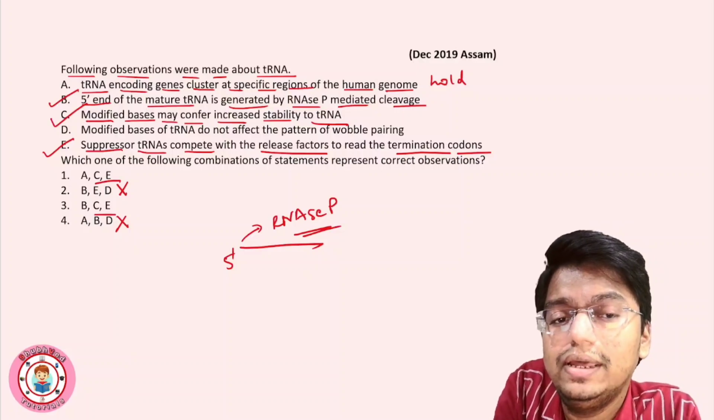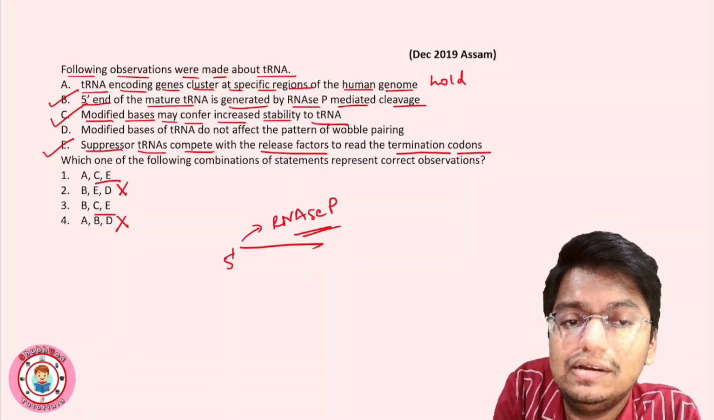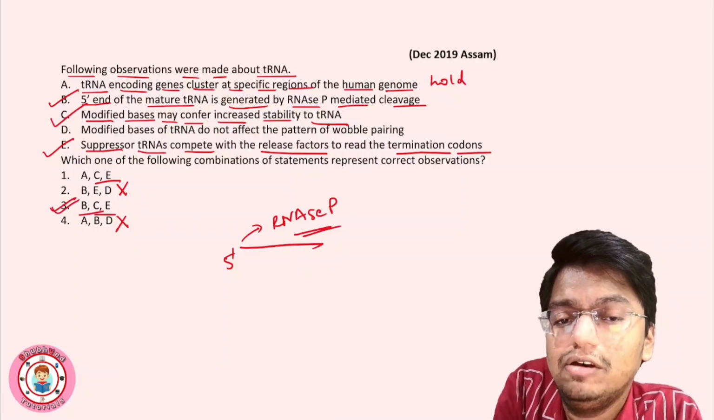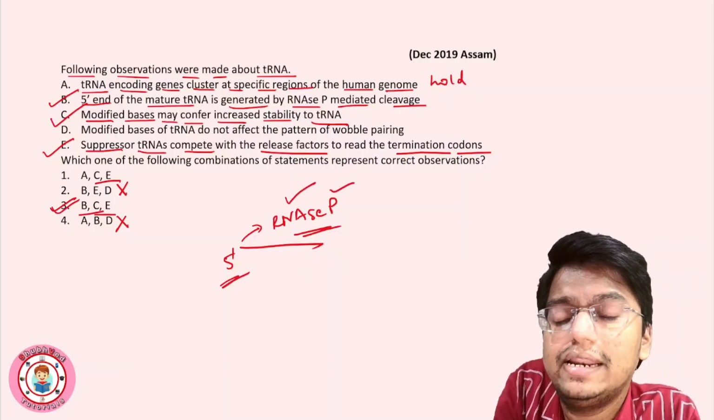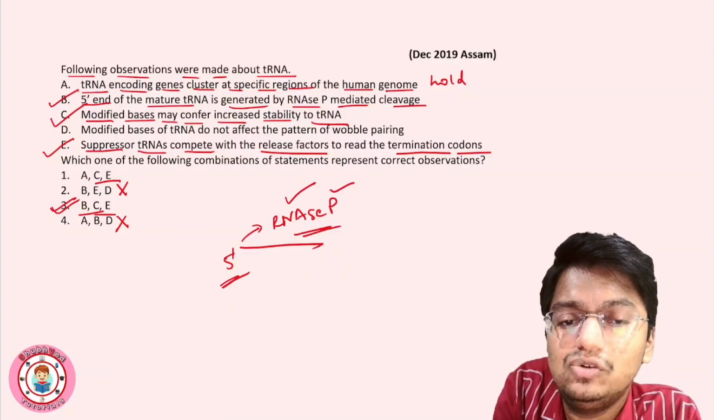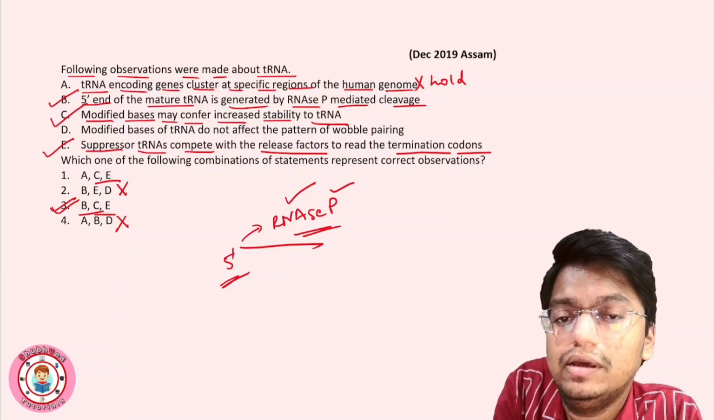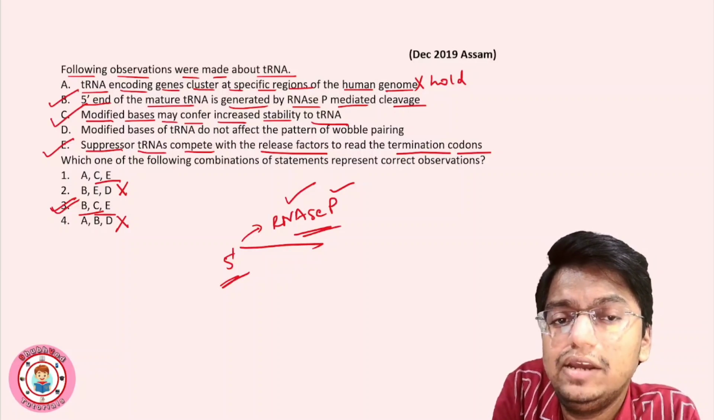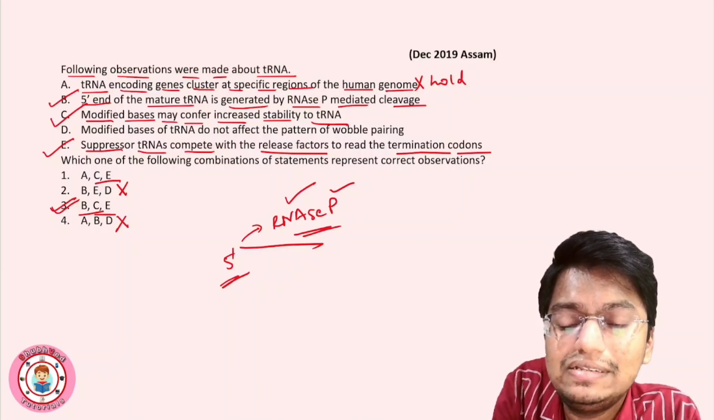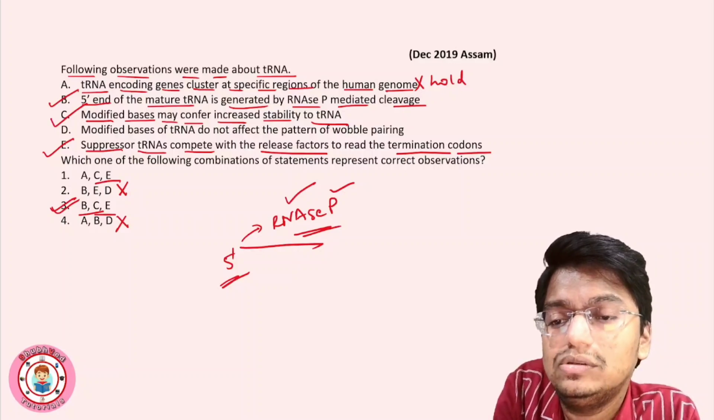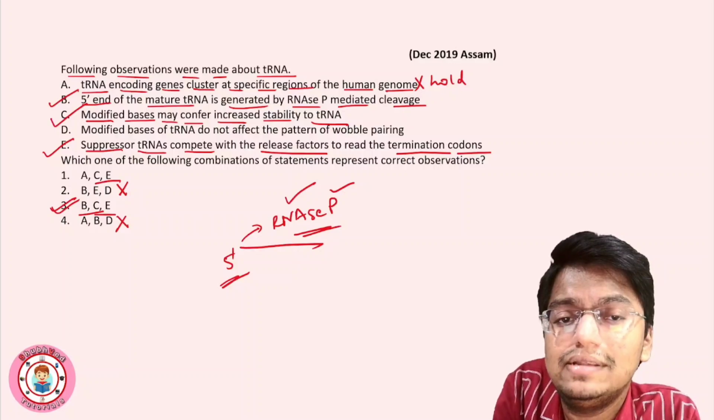Now between B and A, A says tRNA encoding genes cluster at specific regions of the human genome. If B is correct, and we have already marked B as correct, then option 3 will be correct, because B, 5' end generation, can be the result of RNase-P mediated cleavage. And A will be wrong, right? It means tRNA encoding genes do not cluster at a specific region.